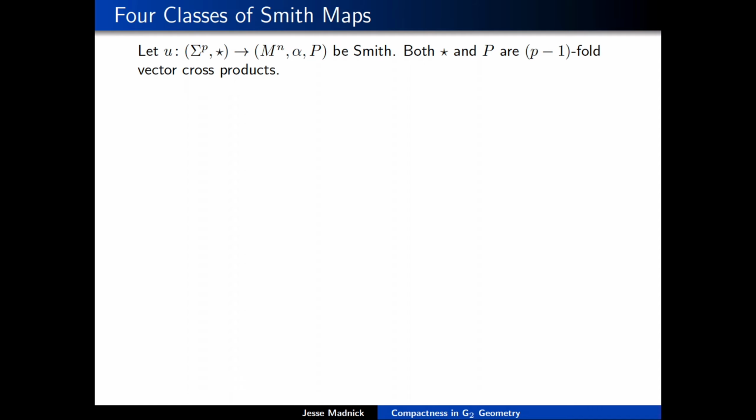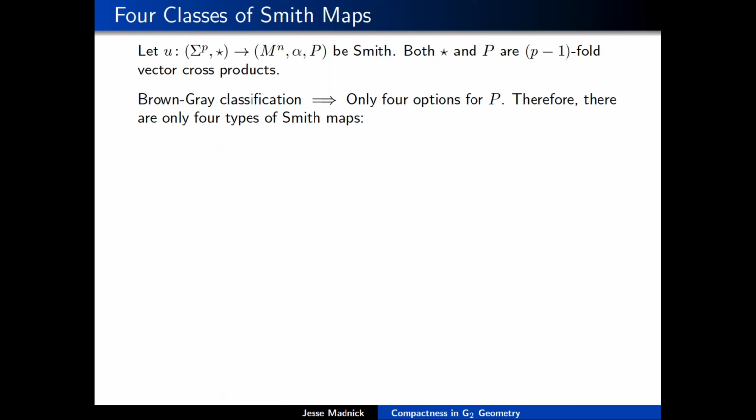So what data have we really specified when you have a Smith map? Well, what data do you need? So again, on the domain, you just need an orientation and a conformal structure, but on the target, you need this p-1-fold vector cross product called capital P. But by the Brown-Gray classification, there are only 4 options for P. And so consequently, there are only 4 types of Smith maps, depending on what P is.